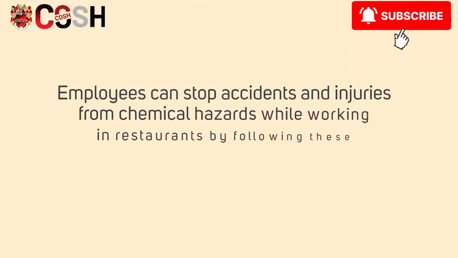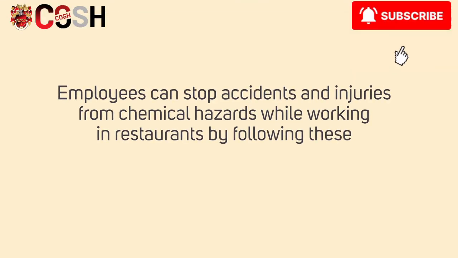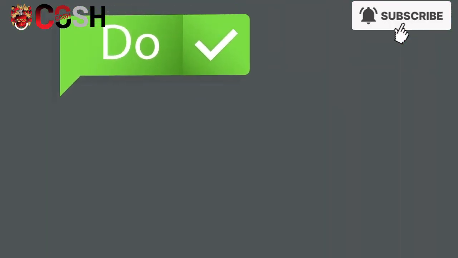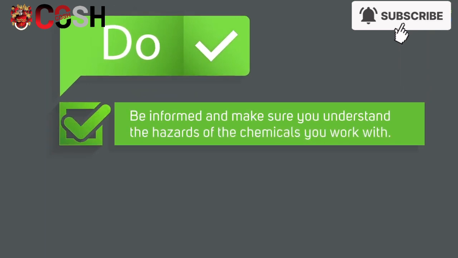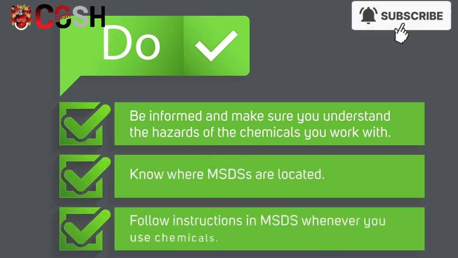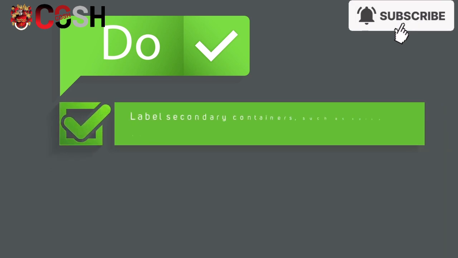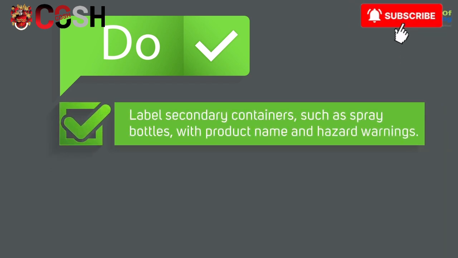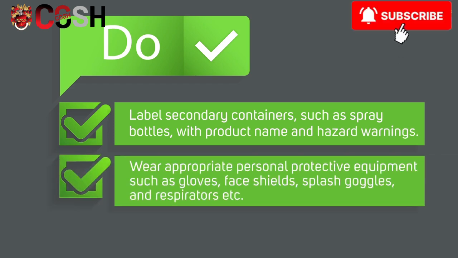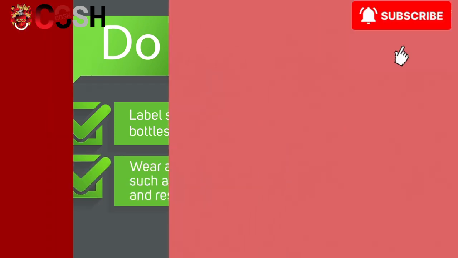Employees can stop accidents and injuries from chemical hazards while working in restaurants by following these do's and don'ts. Do. Be informed and make sure you understand the hazards of the chemicals you work with. Know where MSDSs are located. Follow instructions in MSDSs whenever you use chemicals. Label secondary containers, such as spray bottles, with product name and hazard warnings. Wear appropriate personal protective equipment such as gloves, face shields, splash goggles, and respirators, etc.